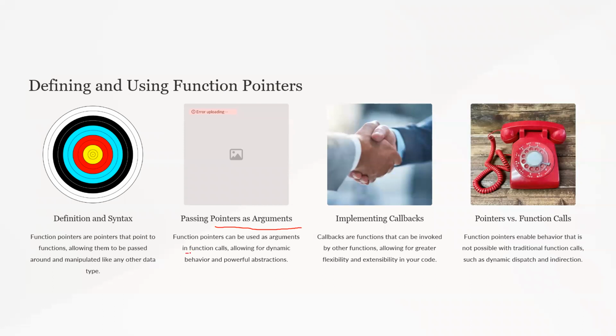When we pass them as an argument in a function call, they allow dynamic behavior, because whichever function pointer we pass to this function, the behavior of that function is defined accordingly. They create a powerful abstraction, because sometimes the user doesn't know, when calling a certain interface, what kind of behavior it is going to have. But this behavior is going to be based on the use cases, right?